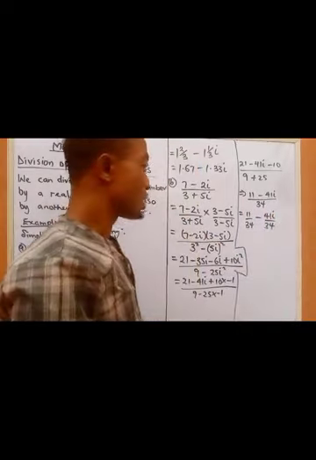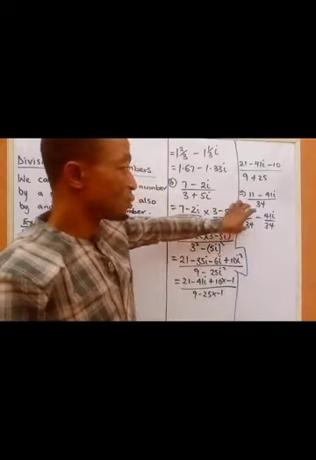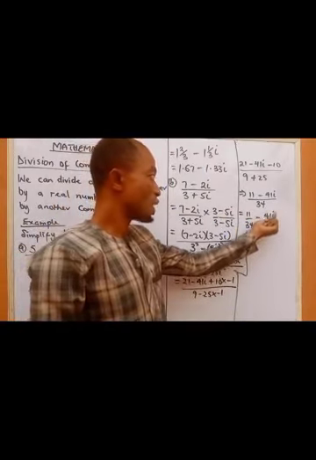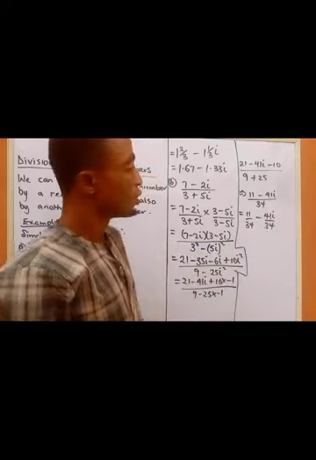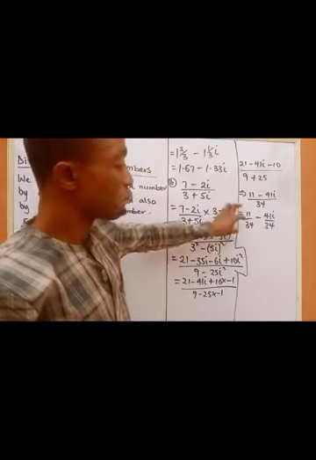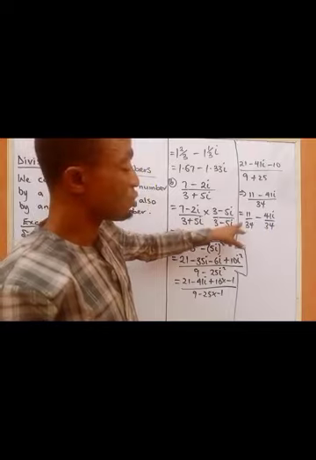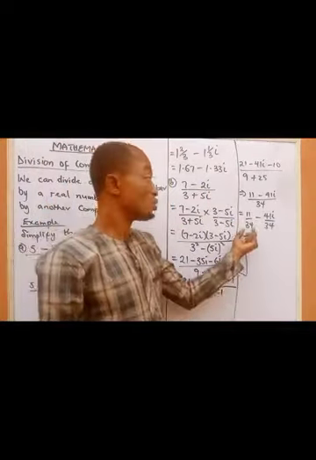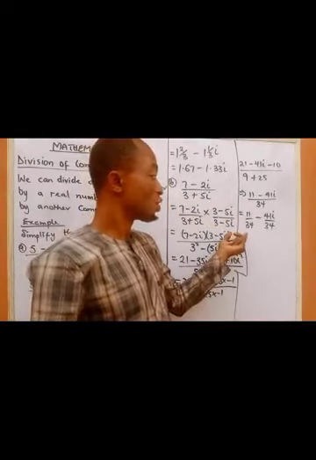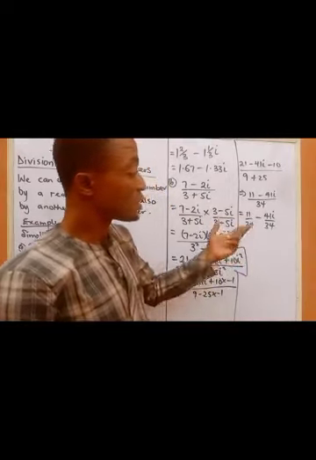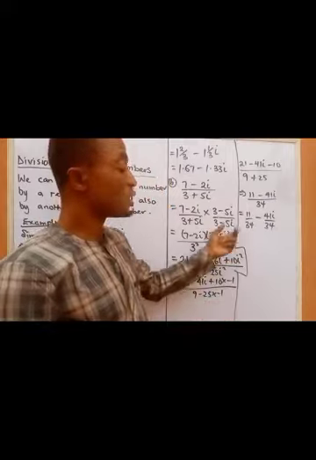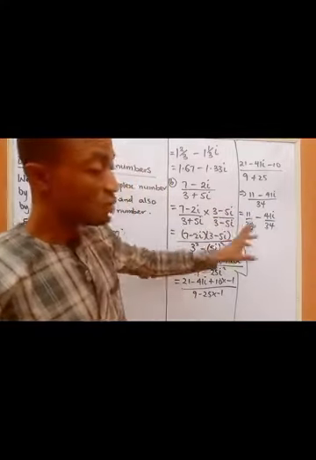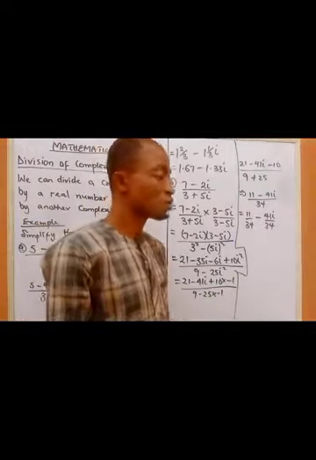So this is what our answer will be if you leave it as a fraction: 11 over 34 minus 41i over 34. You can also take it to decimal. If you take this to decimal, that should give us around 0.3 something, probably 0.32. Then we also convert this one also.